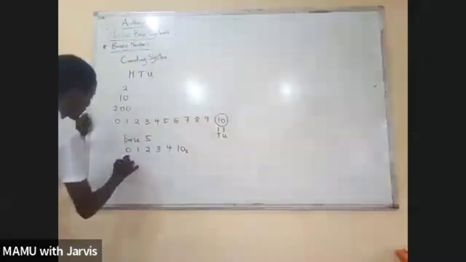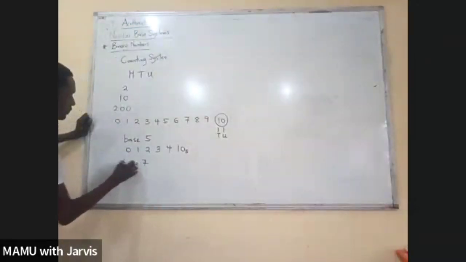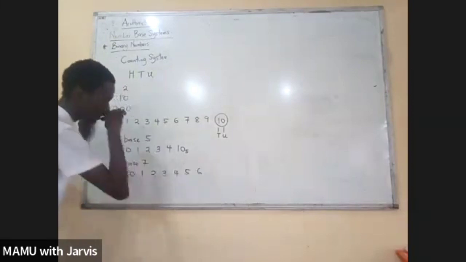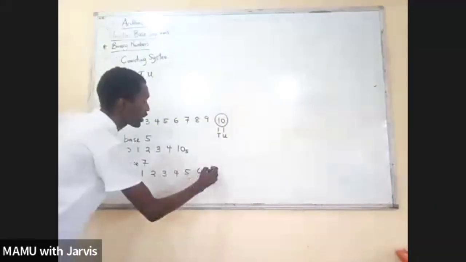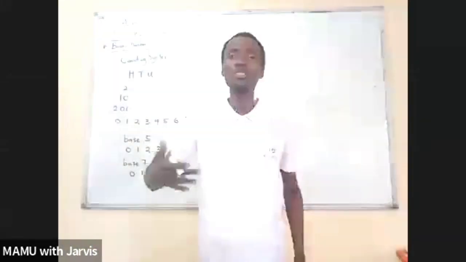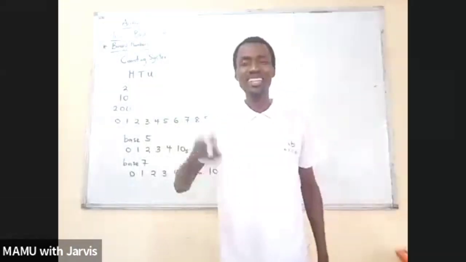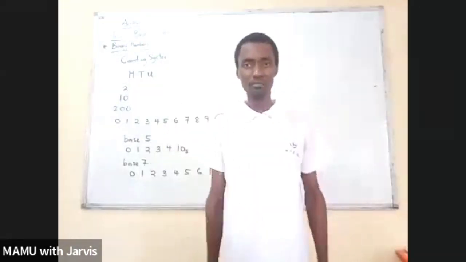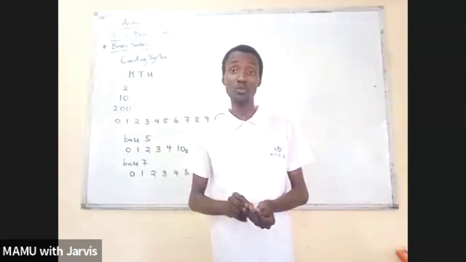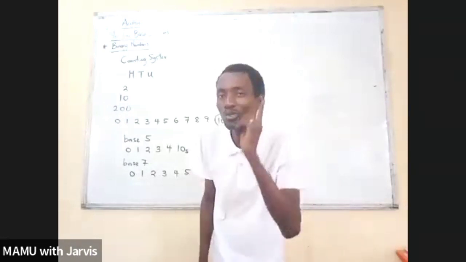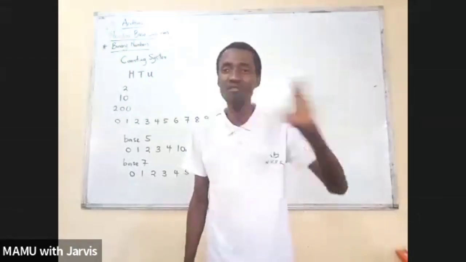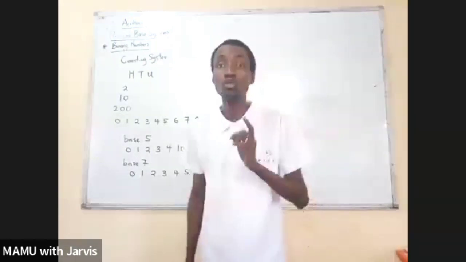Let's take another one. Let's say we're counting in base 7. We're going to start with 0, 1, 2, 3, 4, 5, 6. When we get to 6, the next number will be 1, 0, and that will be base 7. Remember, in any counting system, in any base system, the base number is not counted. Let me explain what that means, because it might be difficult for you to get what I'm saying. If I say base 7, don't count 7. 7 does not exist. Base 5, don't count 5. 5 does not exist.